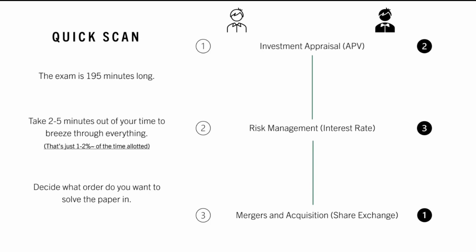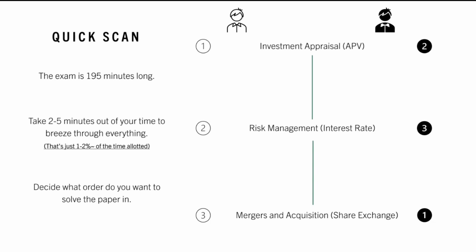Now, many students, when they attend the paper, what I have noticed is students don't give time to read the paper at all. The exam is about 195 minutes long. You can take 2 to 5 minutes out of your time. That is about 1 to 2% of your total time allotted just to quickly read through all the questions present in the paper. Many students start with section A and they don't know what's in section B. Then let's say they have consumed too much time in section A and they step over to section B, they are not mentally prepared for what's ahead, because you don't know the two questions in section B.